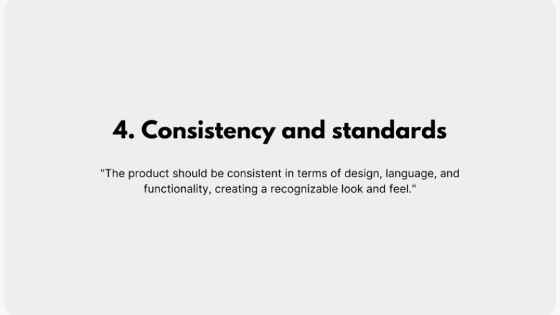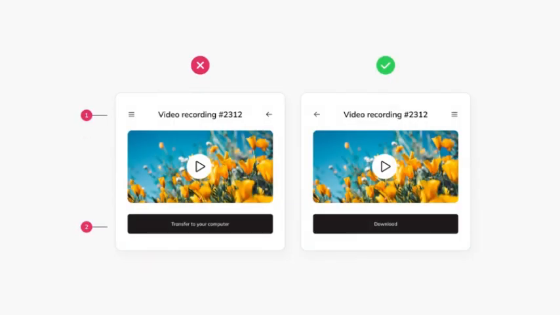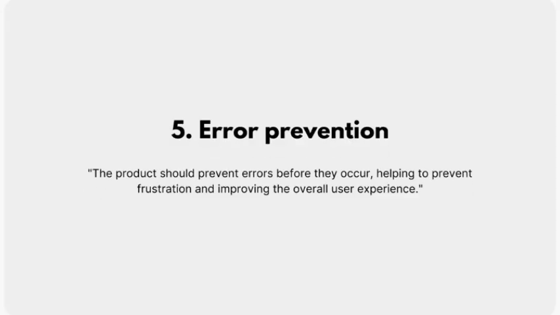The fourth usability heuristic is consistency and standards. The product should be consistent in terms of design, language, and functionality, creating a recognizable look and feel. For example, the placement of icons such as the back button should be in the top left of the header, not in the top right, as this is a familiar pattern to users. Consistent language and copy are also important, as using the right terminology can make a significant difference in user understanding. For example, using download instead of transfer to your computer can make it more intuitive for users to understand what action they're taking. The fifth usability heuristic is error prevention.